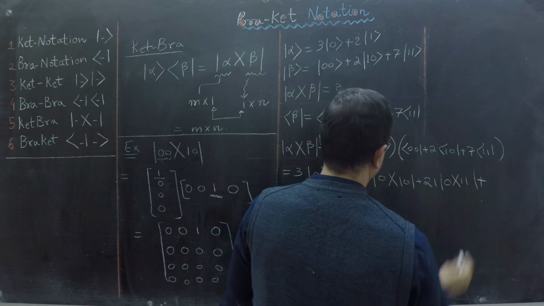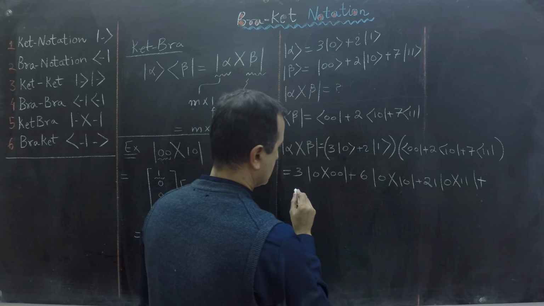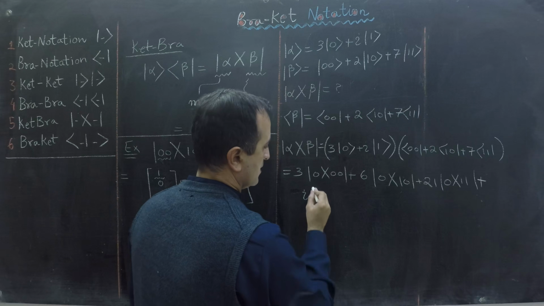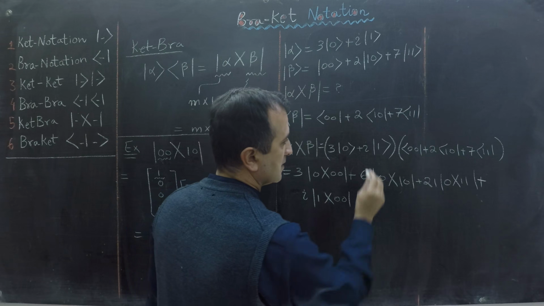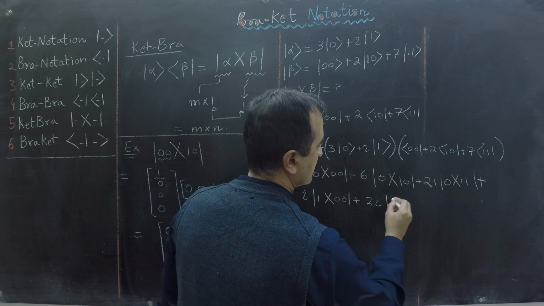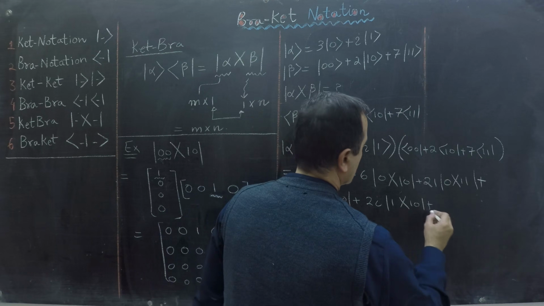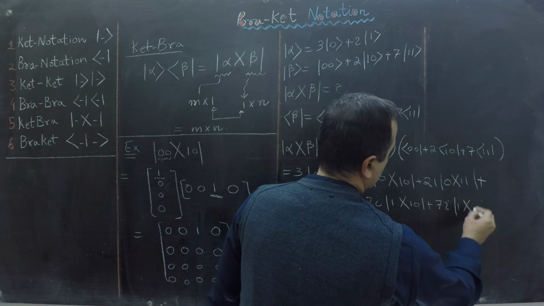Then I continue in the next line. I will use this, and with this term I will get iota ket 1 bra 0 0. Then I will get 2 iota ket 1 bra 1 0, and finally I will get 7 iota ket 1 bra 1 1.